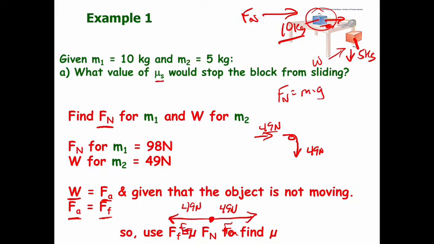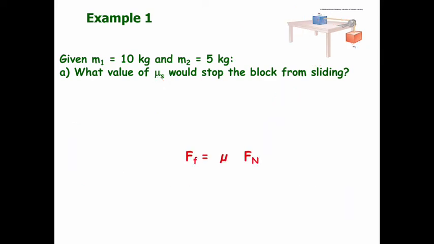So we're going to use friction force equals mu times normal force to find mu. Go to the next slide here. We're going to use friction force divided by normal force equals mu. From the previous page, we know that the friction force is 49 newtons. The normal force is 98 newtons. Divide 49 by 98, and we end up with an answer of mu of 0.5.